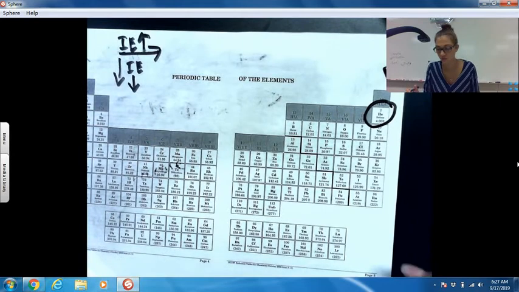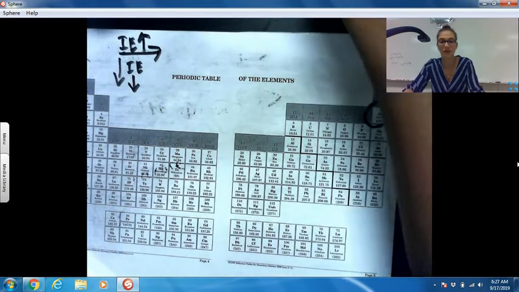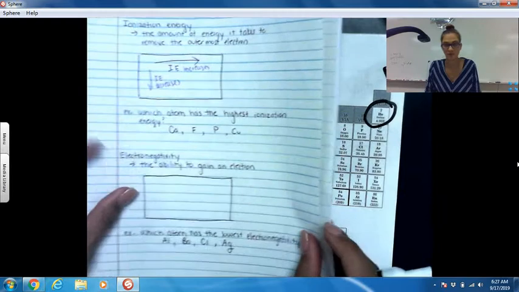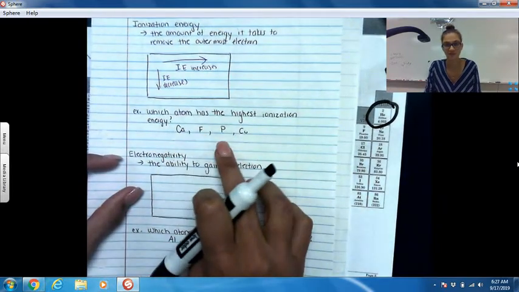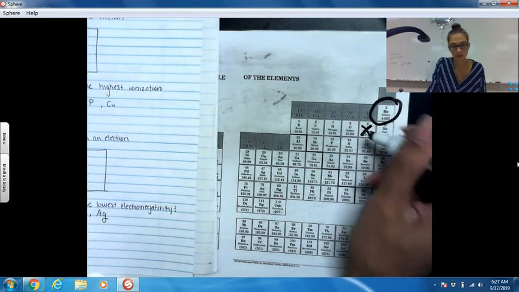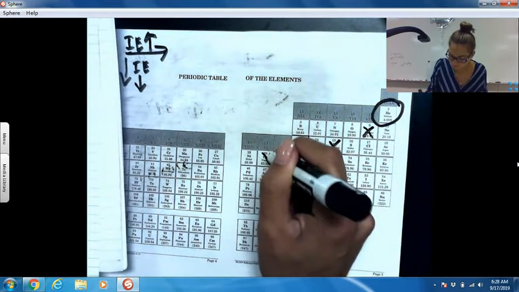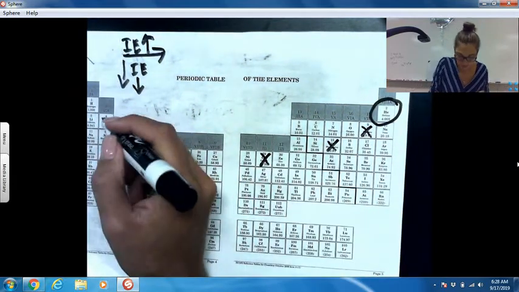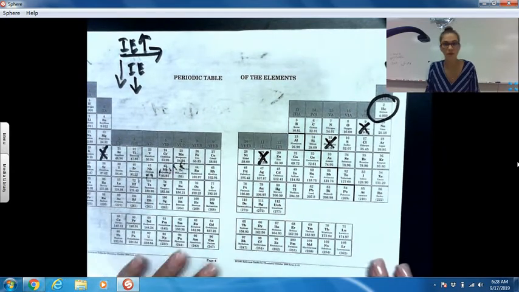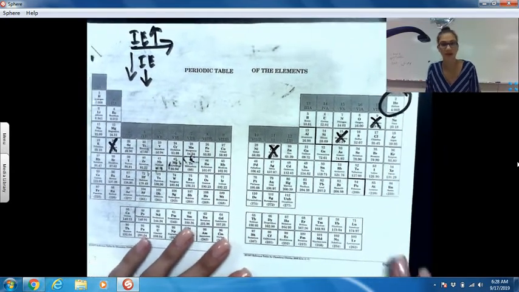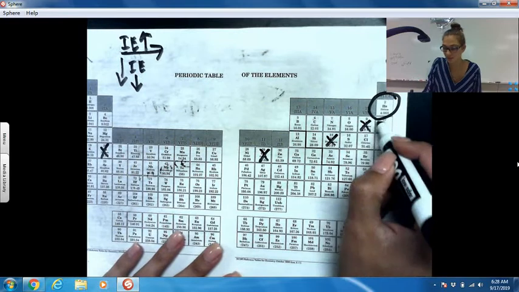So again, we want to find the elements that we're being asked for. We're being asked for calcium, fluorine, phosphorus, and copper. So go ahead and mark those off. Fluorine, phosphorus, copper, and calcium. All right, so we want to know which one had the highest. Well, it's the one closest to helium. So our correct answer here will be fluorine.